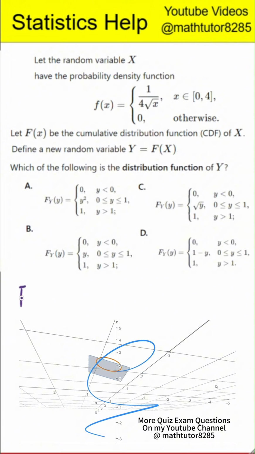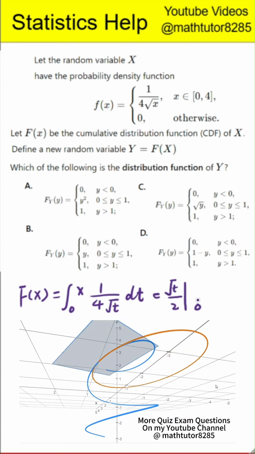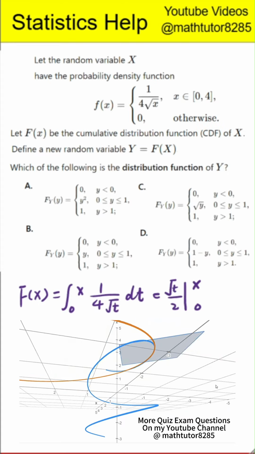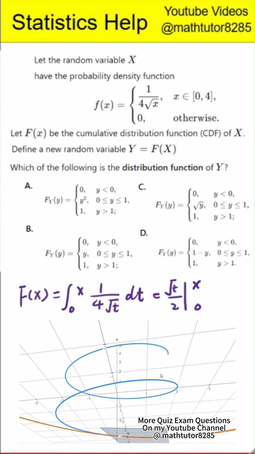First step, compute F of x. To find the cumulative distribution function F of x, we integrate the density from 0 up to x. The integral of 1 divided by 4 times the square root of t with respect to t equals 1/2 times the square root of t. When we evaluate this from 0 to x, we get 1/2 times the square root of x. Therefore, F of x equals 0 for x less than 0, equals 1/2 times the square root of x for x between 0 and 4, and equals 1 for x greater than or equal to 4.